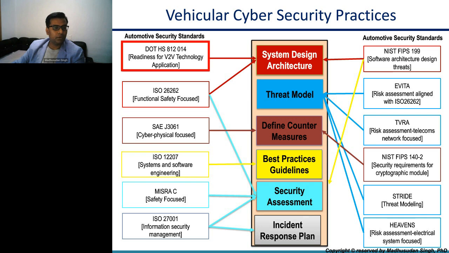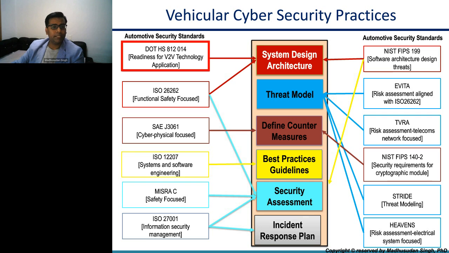For example, Department of Transportation HS 812014 talks about the readiness for V2V technology applications and designs the system architecture. ISO 26262 talks about system architectures and security assessment. MISRA, ISO 27001 and ISO 26262 talk about the security assessment. So these are some different projects and standards being used or worked on in the security field.